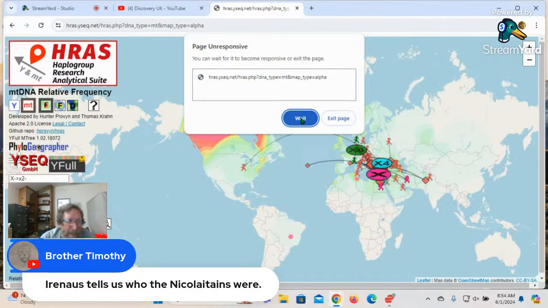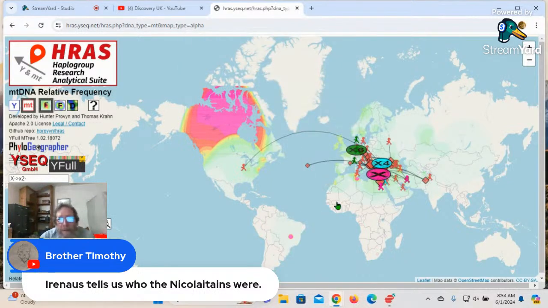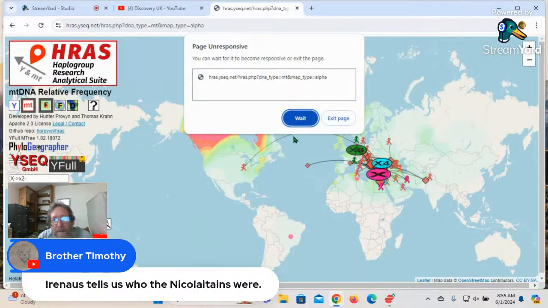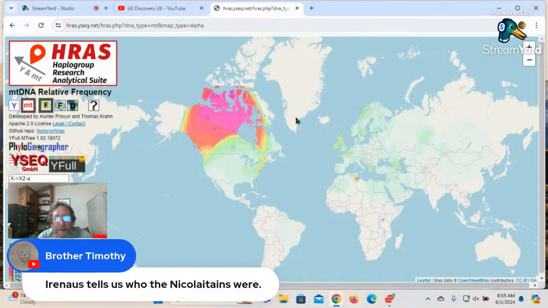But if I put X2-A, then both the European lineages going to America and the American lineages will show up. It's a little tricky. Sometimes you wonder if they're doing it with ulterior motives.